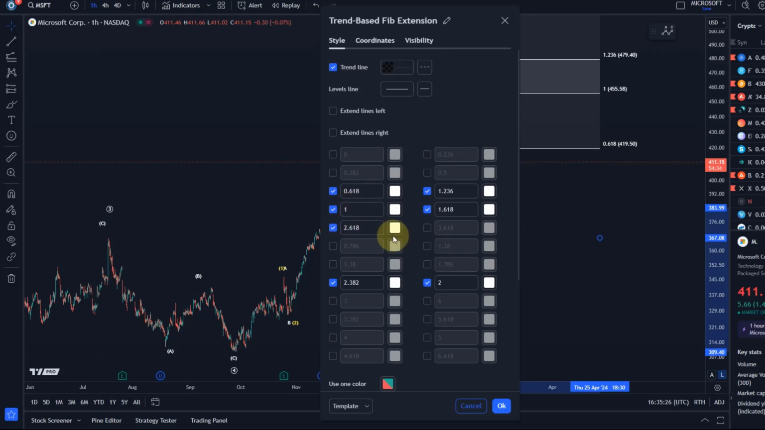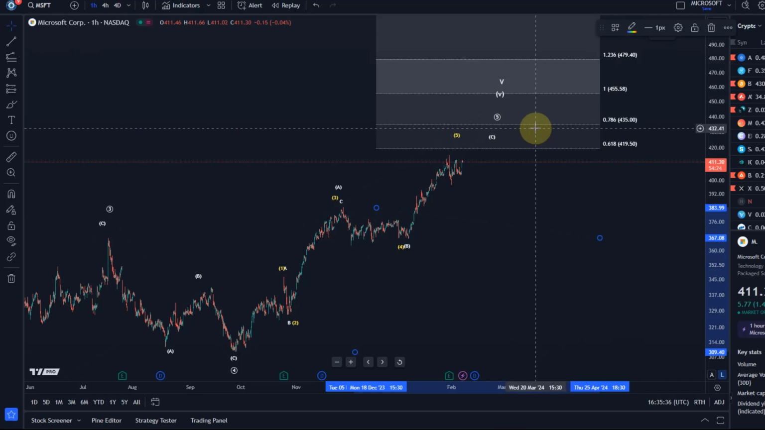It's not so relevant for this scenario, but it's something where we could maybe see a bit of a reaction. Then we have the next one afterwards at 435. They are sort of, I would say, minor resistances or next targets. The really relevant one is the 100% extension. That's around $455.